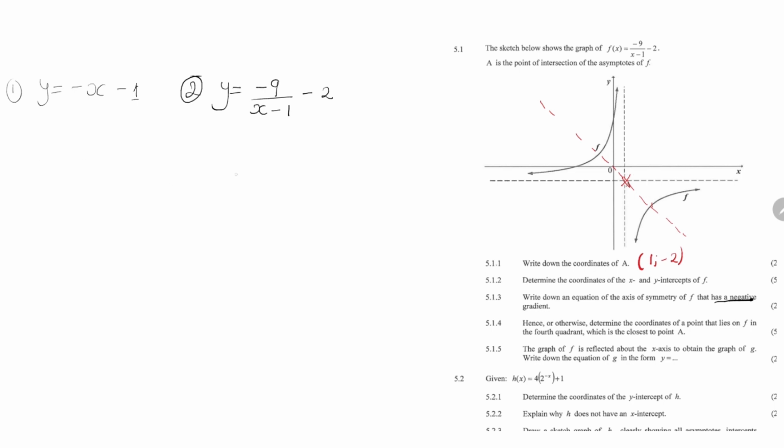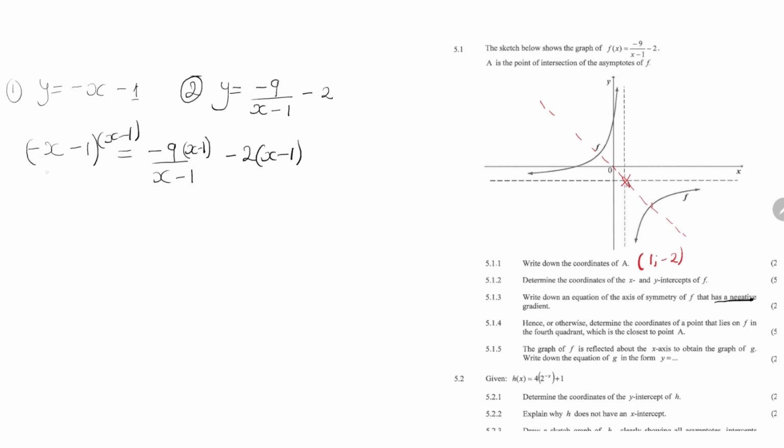Okay, so this is what we will do. Because here and here we have y equal to that and that, we will have minus x minus 1 equal to negative 9 over x minus 1 minus 2. Okay, so let us do away with this fraction. We will do that by multiplying everything by x minus 1. X minus 1 we multiply, and here let's put this in brackets and multiply it with an x minus 1.